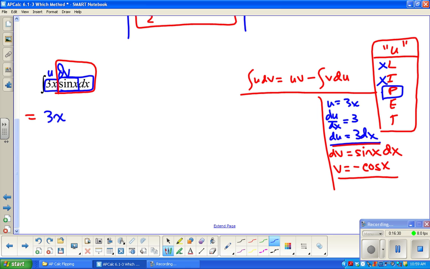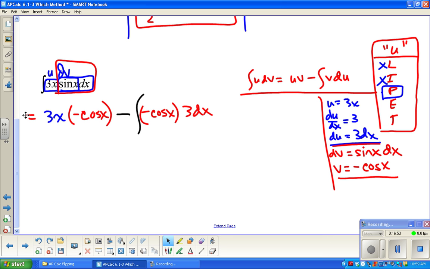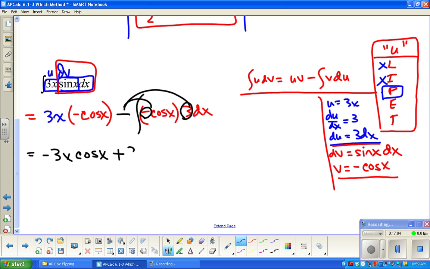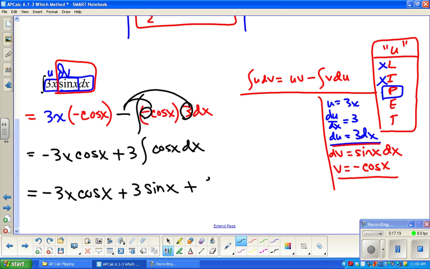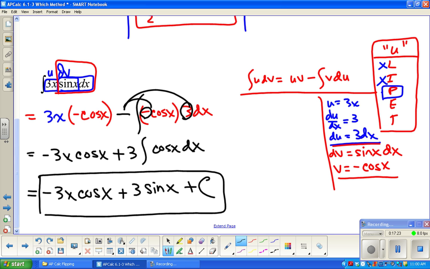It's uv, so 3x times negative cosine x, minus the integral of v, so that's negative cosine x, du, which is 3 dx. All right, so at this point, I'm going to do a little cleanup, and then we'll finish it up. So negative 3x cosine x. I'm going to pull this negative and this 3 out in front of the integral, so this becomes plus 3 times the integral of cosine x dx. And so the antiderivative of cosine is sine, not negative, plus c. And color me done. All right.